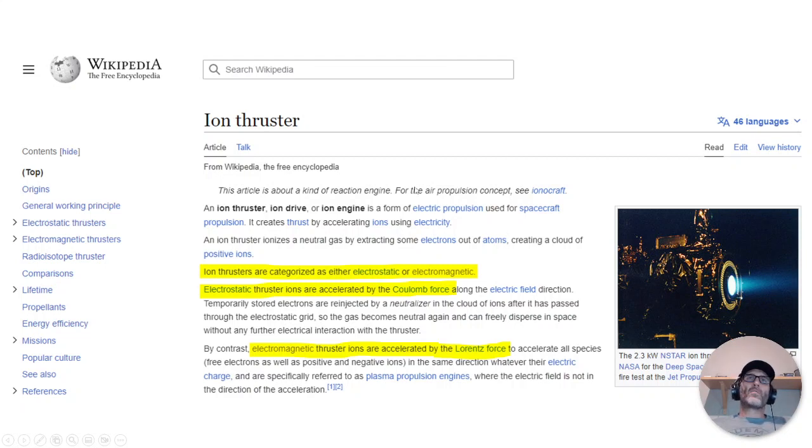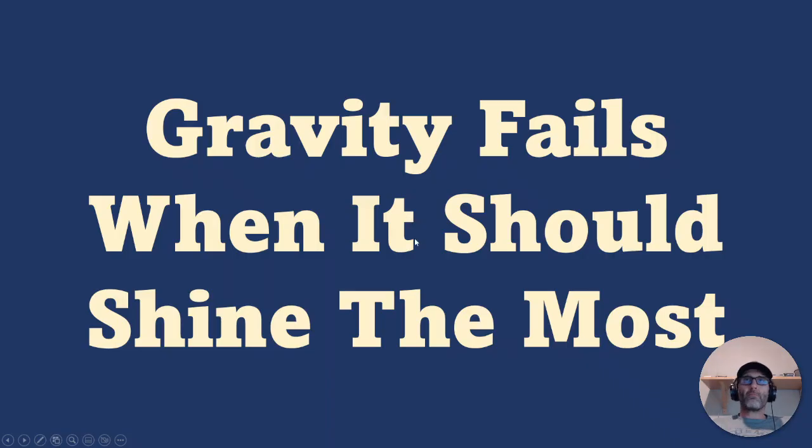So what's an ion thruster? Ion thrusters are categorized as either electrostatic or electromagnetic. In electrostatic thrusters, ions are accelerated by the Coulomb force along the electrical field direction. By contrast, in electromagnetic thrusters, ions are accelerated by the Lorentz force. So two different types, electrostatic and electromagnetic. These forces are both electrical forces. They're categories of electrical forces. I just wanted to share that.